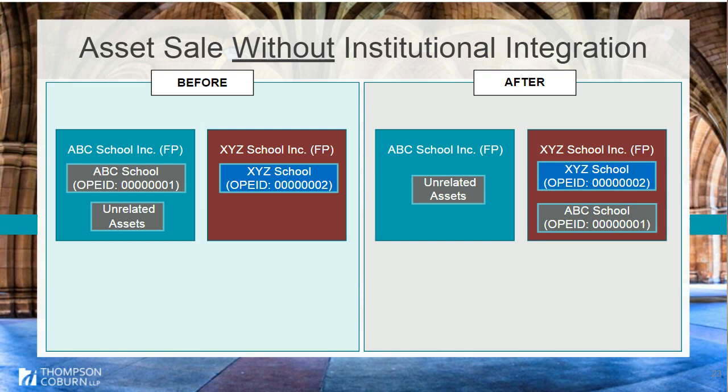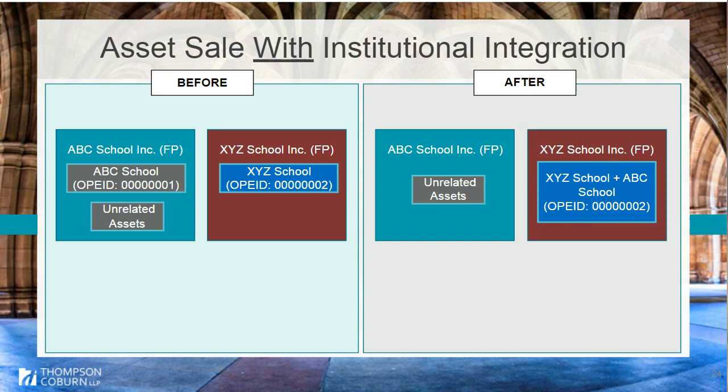I just want to draw the contrast with an asset sale with an institutional integration. Here you'll see the same thing. ABC School Inc. sells those assets to XYZ School, but you'll see that OPE ID 1 disappears. So XYZ School and ABC School, meaning the regulatory institutions teaching those programs, are going to operate under OPE ID 2. That OPE ID goes away, and XYZ School, a legal entity, holds both of those schools and operates under one OPE ID.